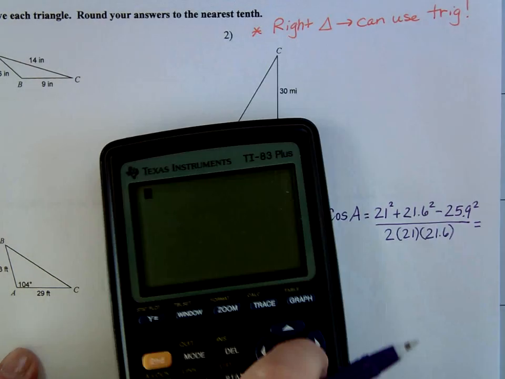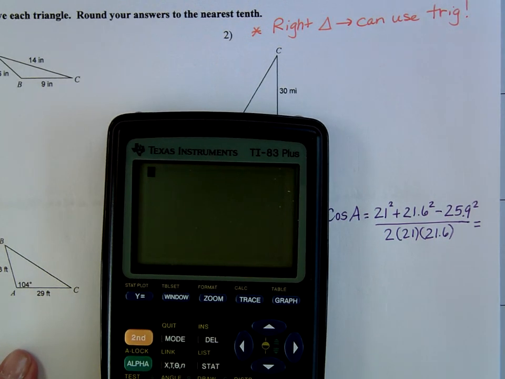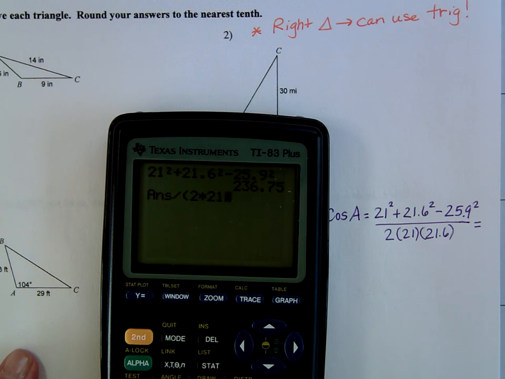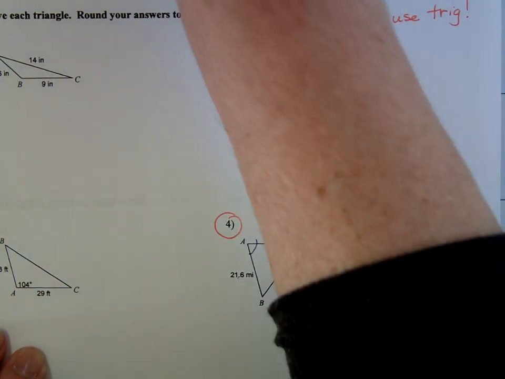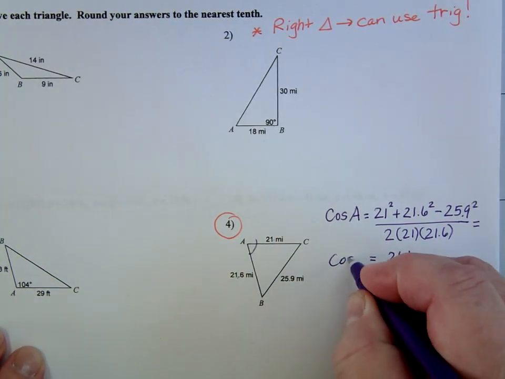Now I'll show you this one on the calculator. I'm not going to show you all of them because you got the idea of how to use a calculator. All right, 21 squared plus 21.6 squared, minus 25.9 squared. And I'm going to take that and divide it by, parentheses, 2 times 21 times 21.6. And it gives me a decimal of 0.261, we'll round it to. Okay, so that's what the cosine of angle A is.